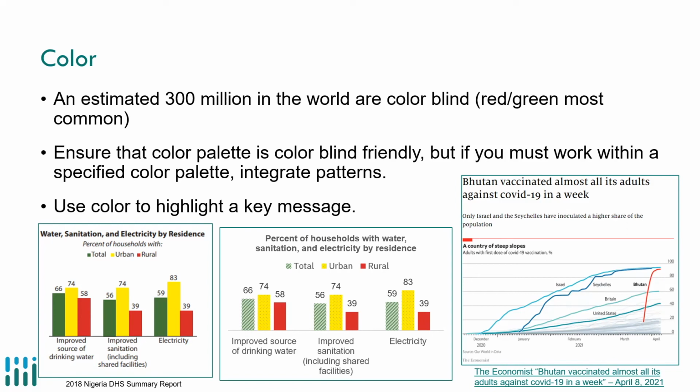There are some limitations, particularly if you're working for an organization or you're working with government stakeholders where they have a set color palette as either their country colors or as their organization colors. And so to get around that, you can try and incorporate patterns into your graphs so they would be more discernible for individuals that are colorblind.